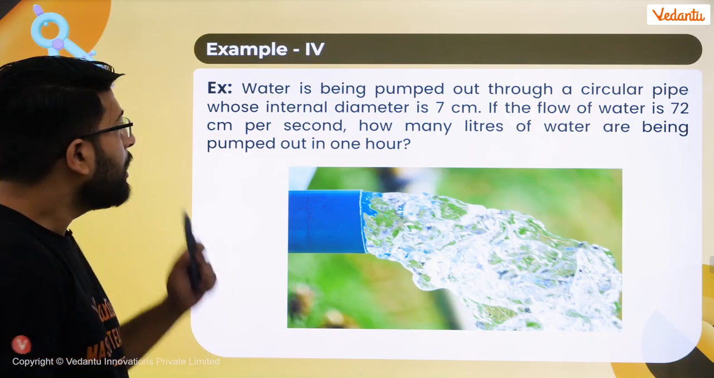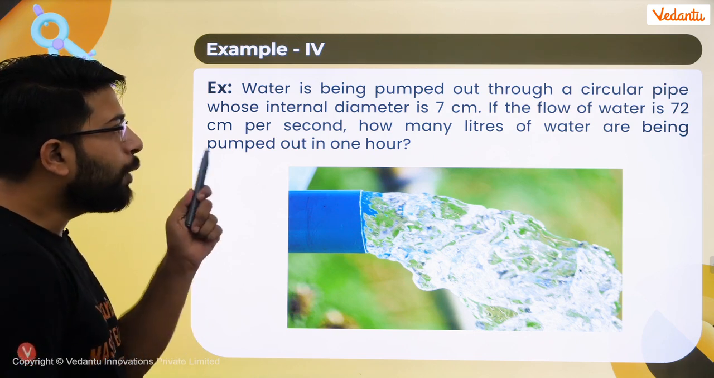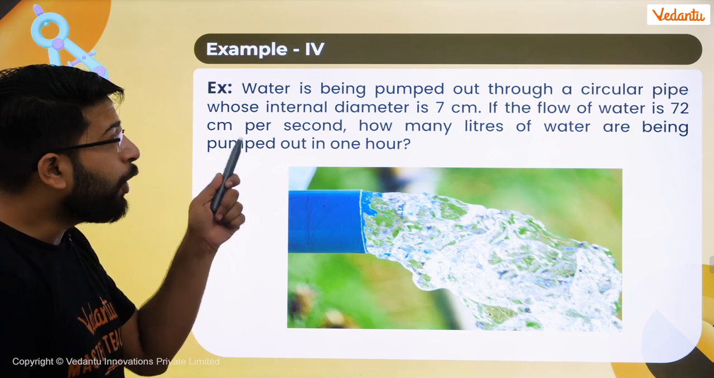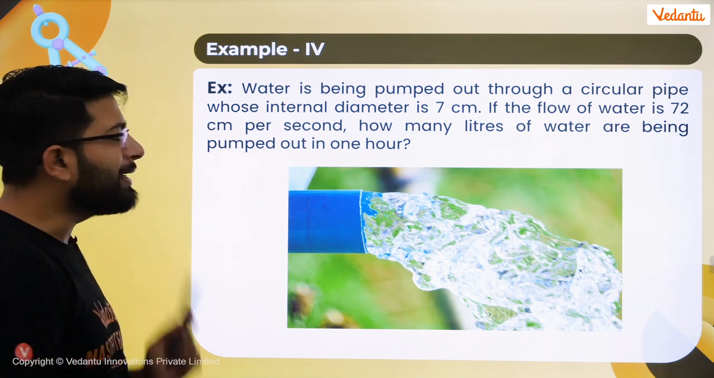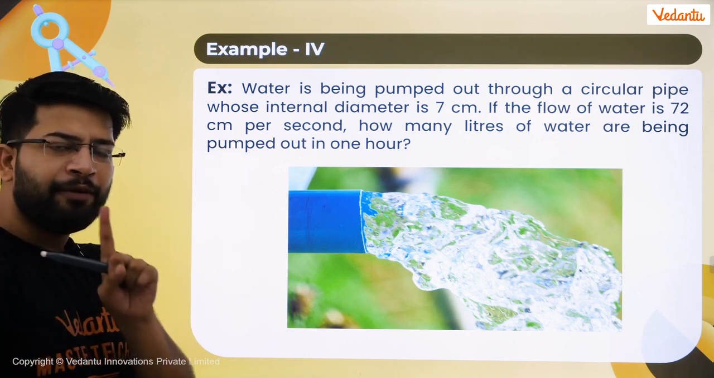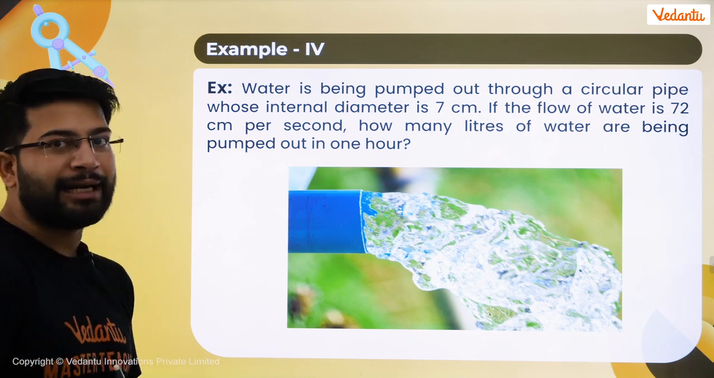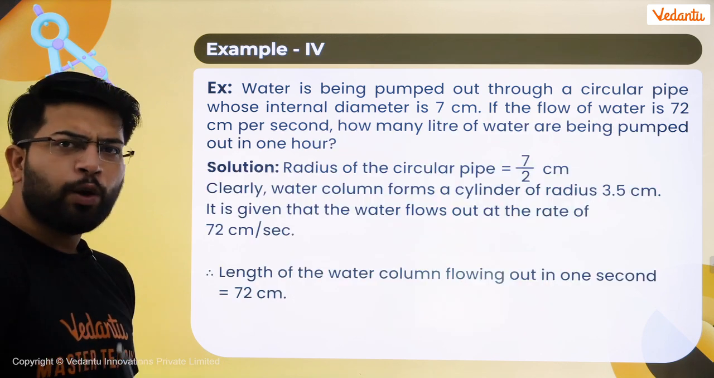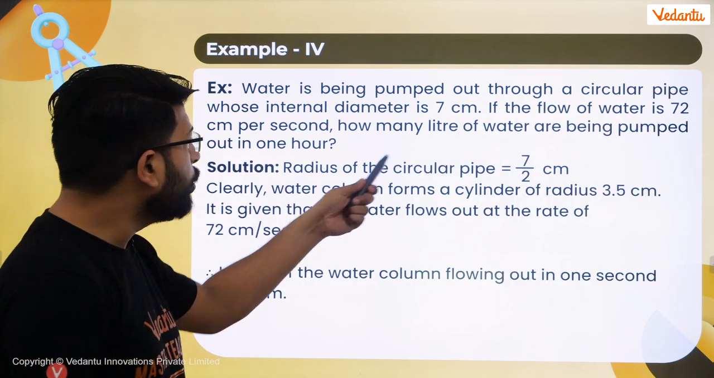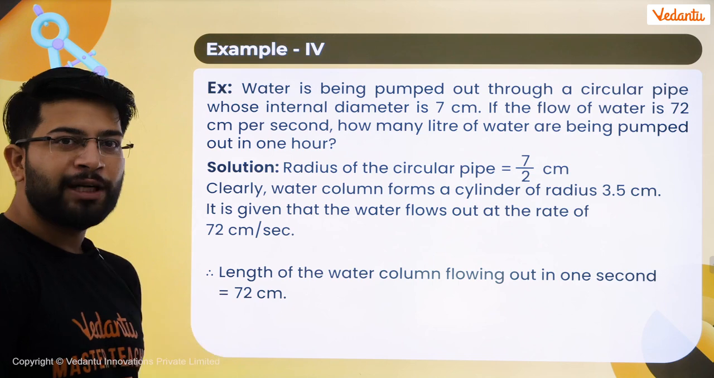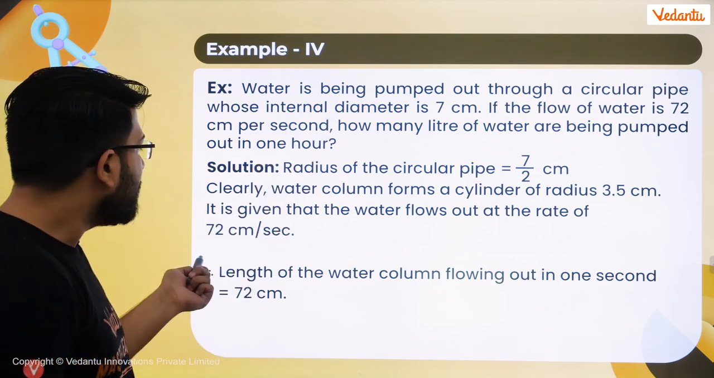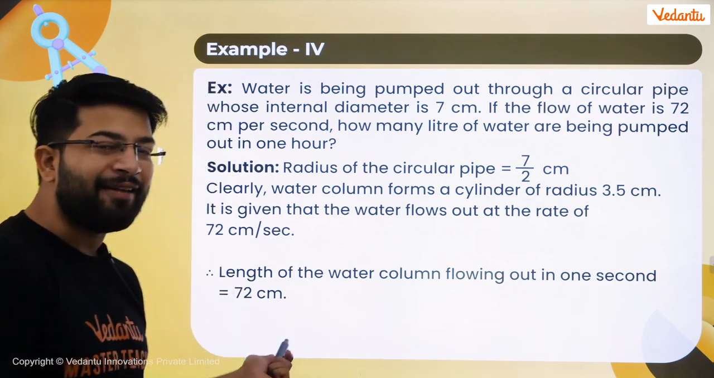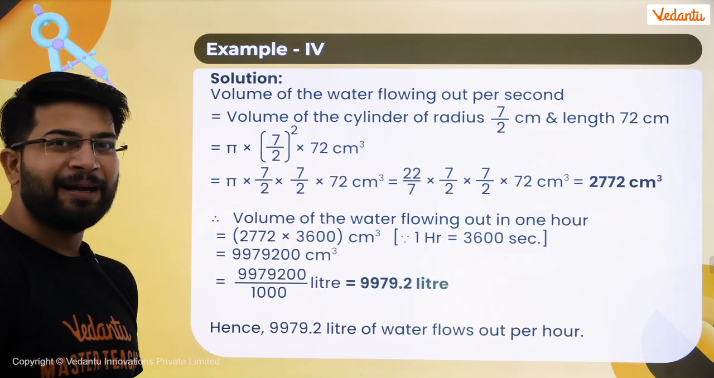Look at this one. Water is being pumped out through a circular pipe whose internal diameter is given. If the flow of water is 72 centimeter per second, that means in 1 second it covers 72 centimeter. Then how many liters of water are being pumped out in 1 hour? So we know that in 1 second 72 centimeter is getting covered. We know the radius. So champ, that means we can say the length of the water column flowing out in 1 second is 72 centimeter. It will be cylindrical, right?